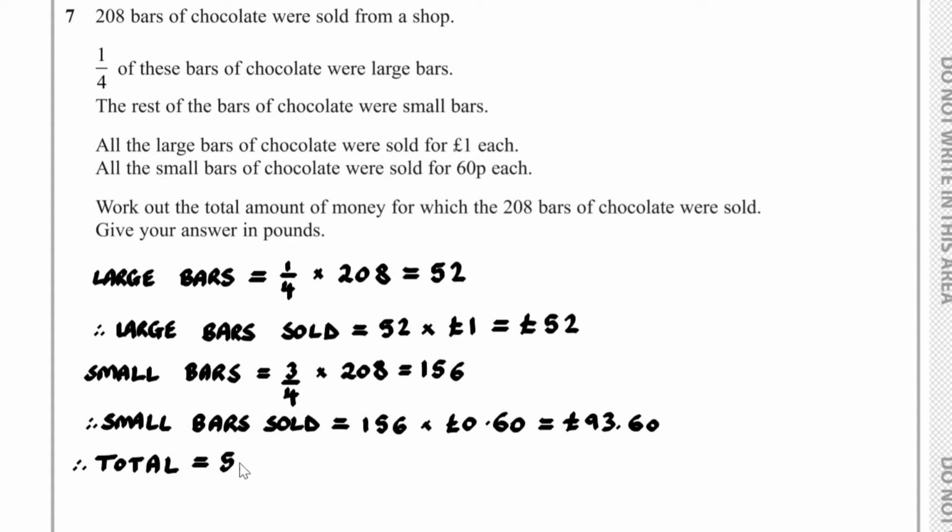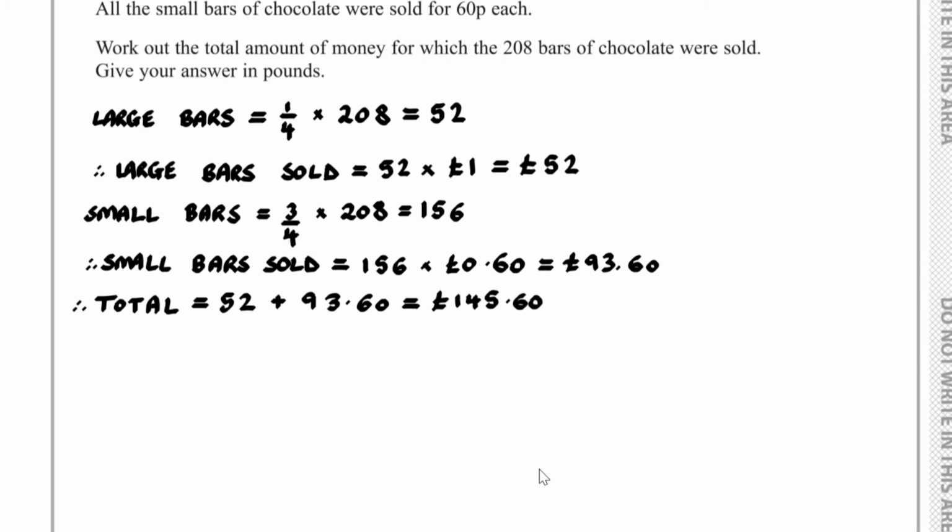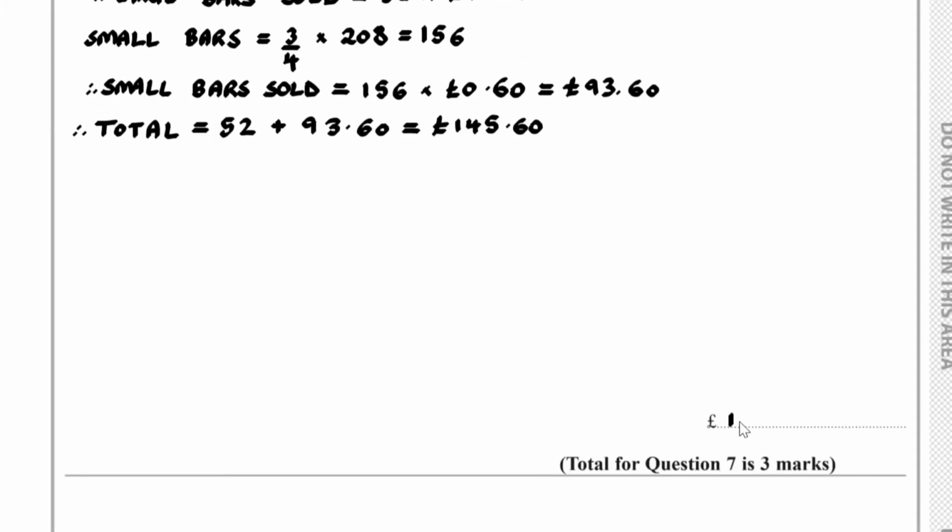So therefore, for the total, we've got 52 plus the £93.60, and working this out, we have £145.60. So we have £145.60.